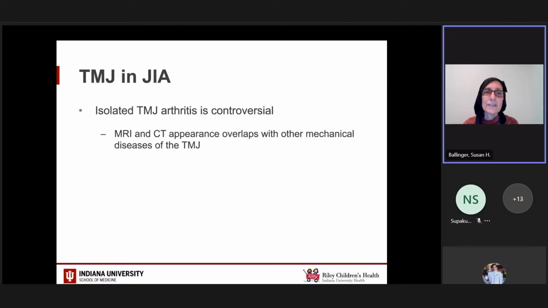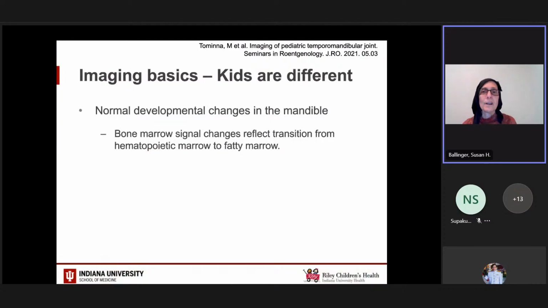The diagnosis of isolated TMJ arthritis is controversial, and part of the reason is because the MRI and CT appearance overlaps with other mechanical diseases of TMJ, and that's a nice segue for us to kind of talk about imaging. Real basic stuff, so Dr. Mosier can get to the good stuff.